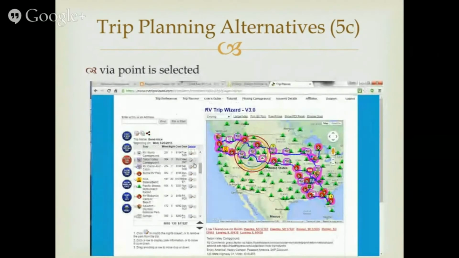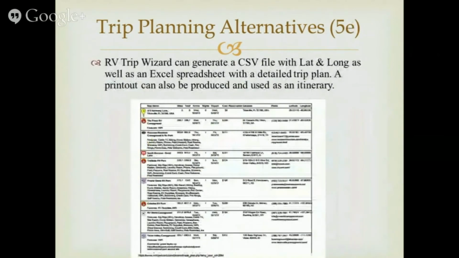When I choose to print the trip, if I hit the print button, what happens is that I'll generate an itinerary. And this is what the itinerary looks like. So it gives me a stop name, how far I've driven, what's my total distance driven, what's my expected arrival date and departure date, how many nights am I going to spend at each site, where's it located, what's its telephone number, and any additional information that may be pertinent about the campground is also provided in this itinerary.